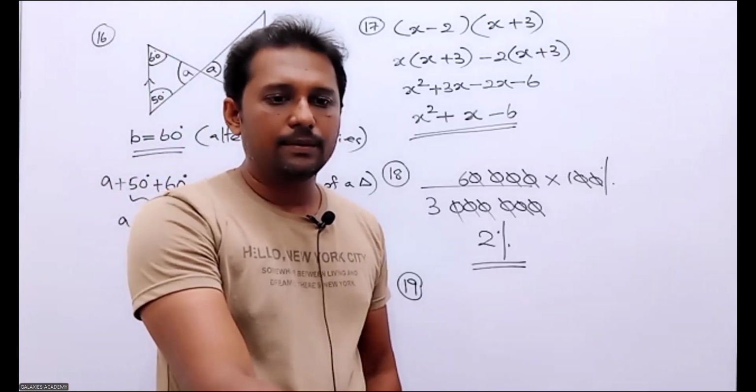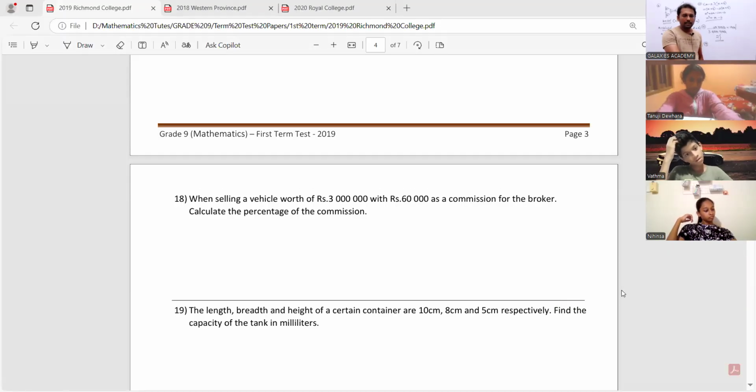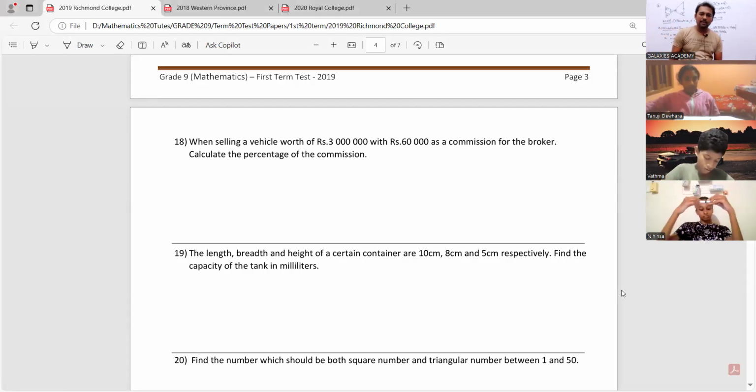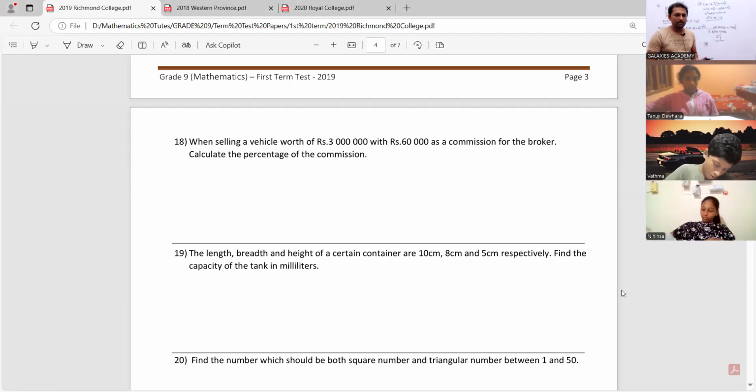Right. 19th question. The length, breadth, and height of a certain container are 10 centimeters, 8 centimeters, and 5 centimeters respectively. Right? Cuboid shape given. No? Find the capacity of the tank in milliliters. Right? How can you find the capacity?